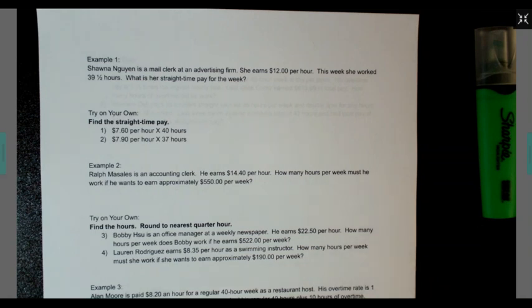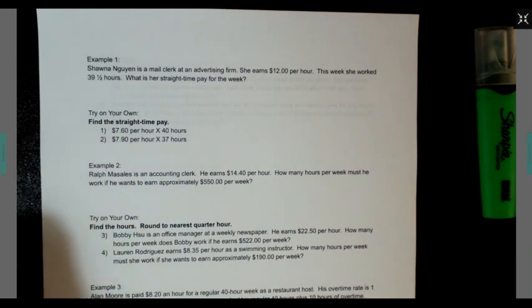Shauna Nguyen is a mail clerk at an advertising firm. She earns $12 per hour. This week she worked 39 and a half hours. What is her straight time pay for the week?